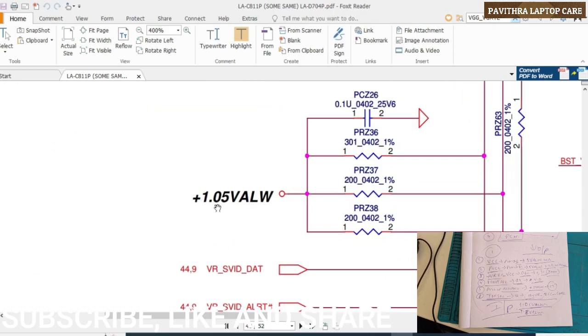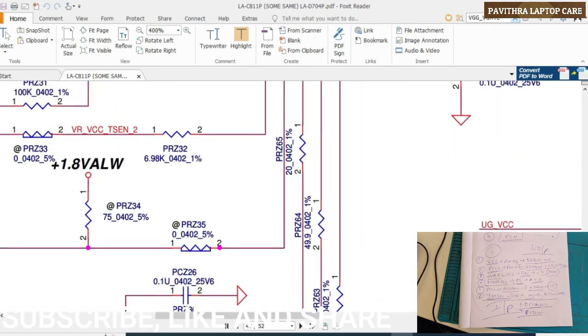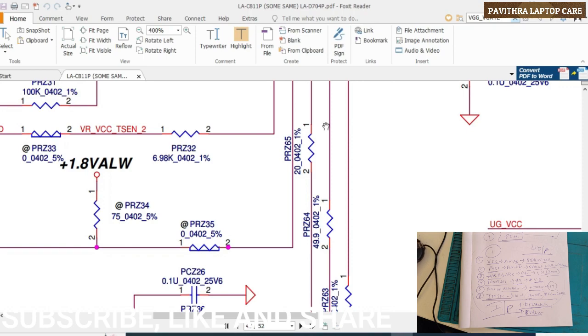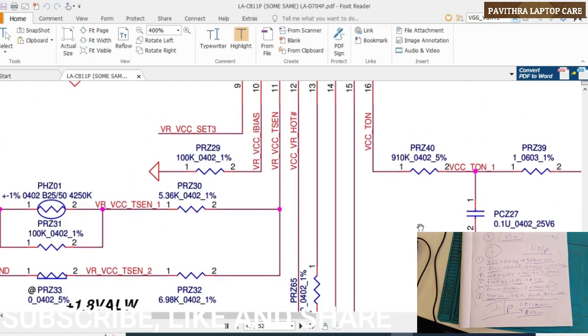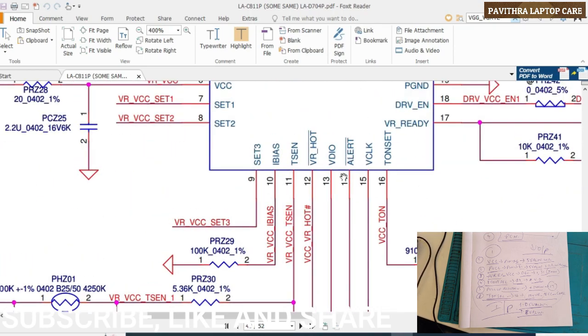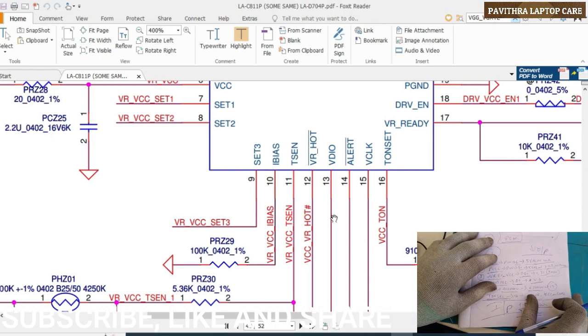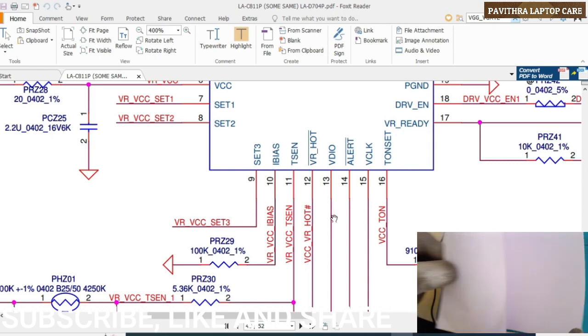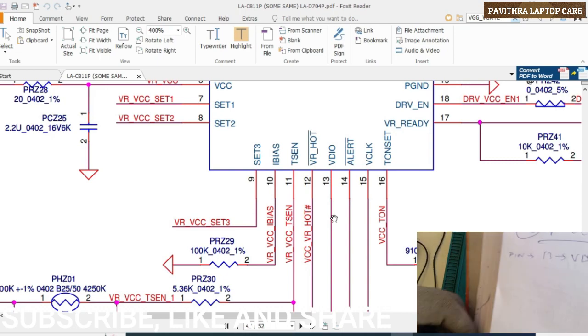See here it's 1.05 volts always. Here 3 resistors are there, and one more resistor is also there. So through those resistors, it's coming to a particular pin. This one will decide what kind of frequency the CPU wants. This is the most important thing. Please note down, this is very, very important. What processor voltage it wants, that signal, that data and clock it supplies.